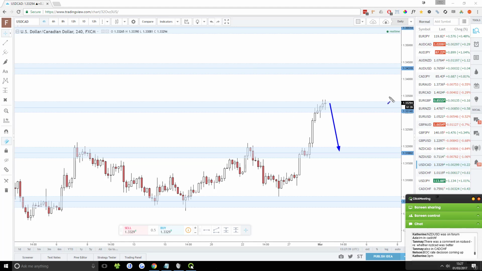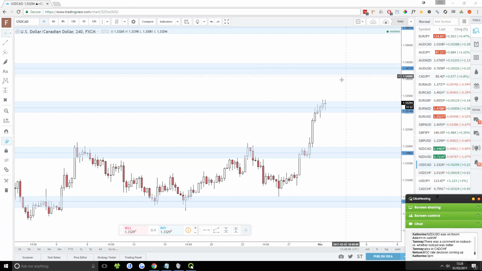Longs are being closed out in favor of going short at the release. So we're seeing a stall in price. We're seeing some shorts being opened. We're seeing longs being closed. So yeah, we might get that. I'm gonna keep a close eye on this.